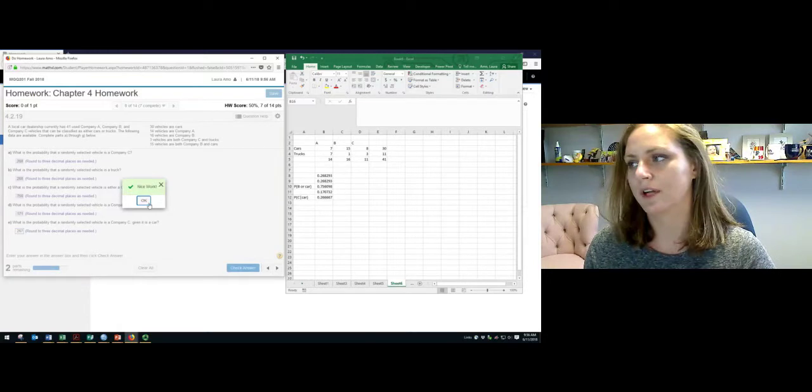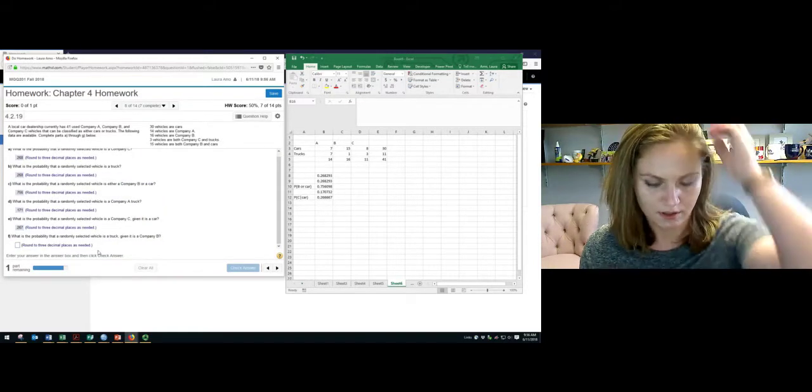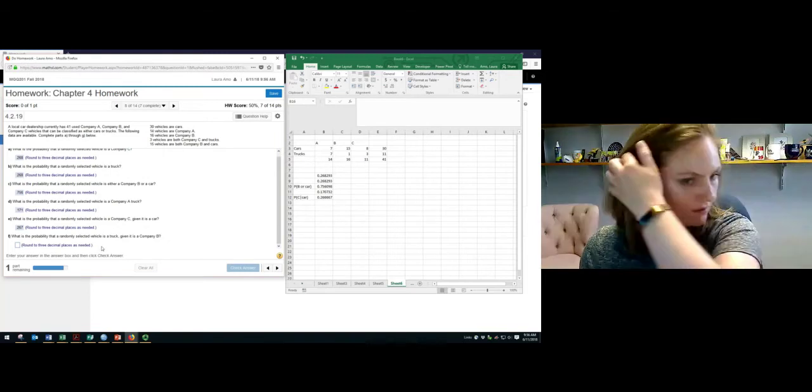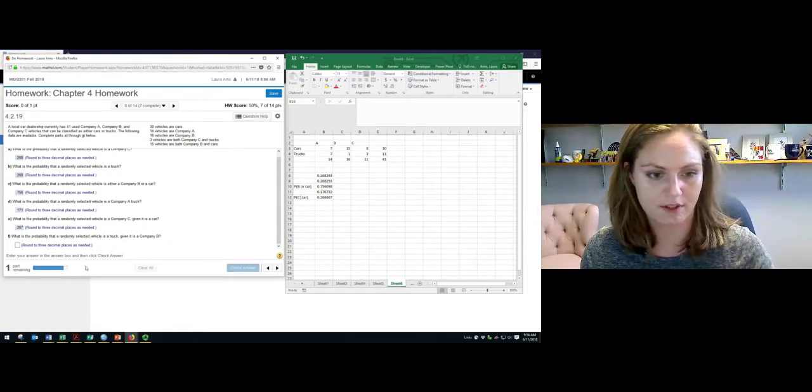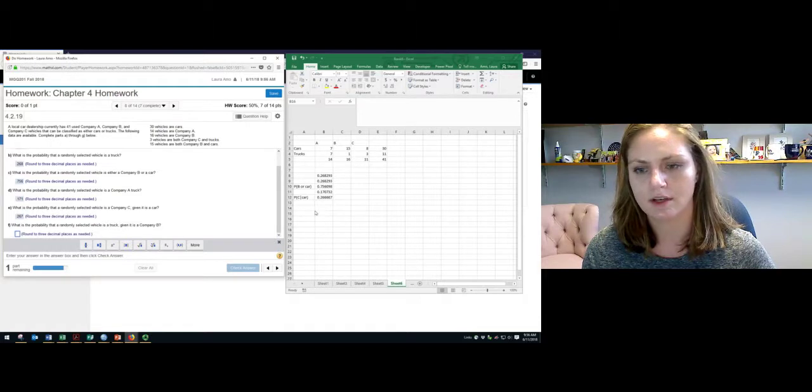You will get points off for not rounding correctly. And that can be frustrating, but you just have to round. It can make a huge difference in life to round improperly.